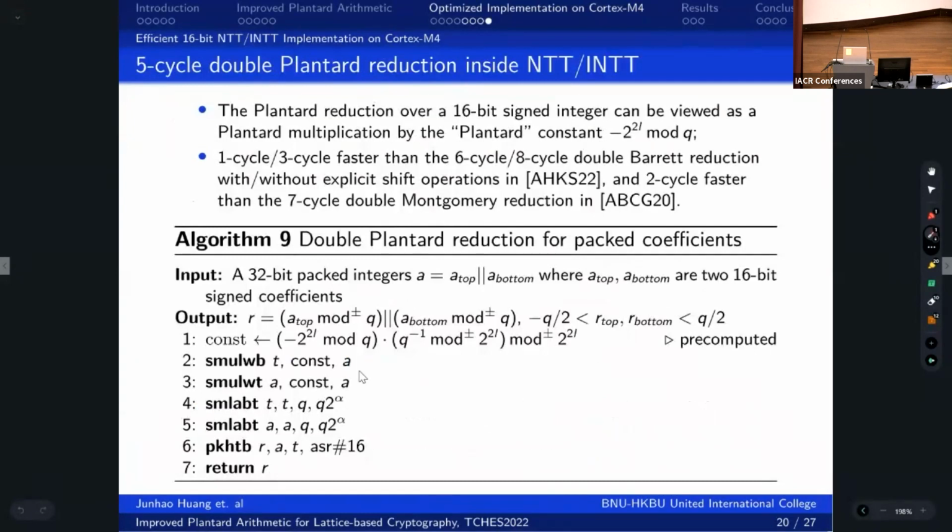And when the coefficients would overflow the 16-bit signed integers, modular reduction of the 16-bit coefficients is required to reduce the coefficient size. And in this paper, we show that Plantard reduction can also be used to accelerate these operations. And the proposed double Plantard reduction is faster than the state-of-the-art implementations.